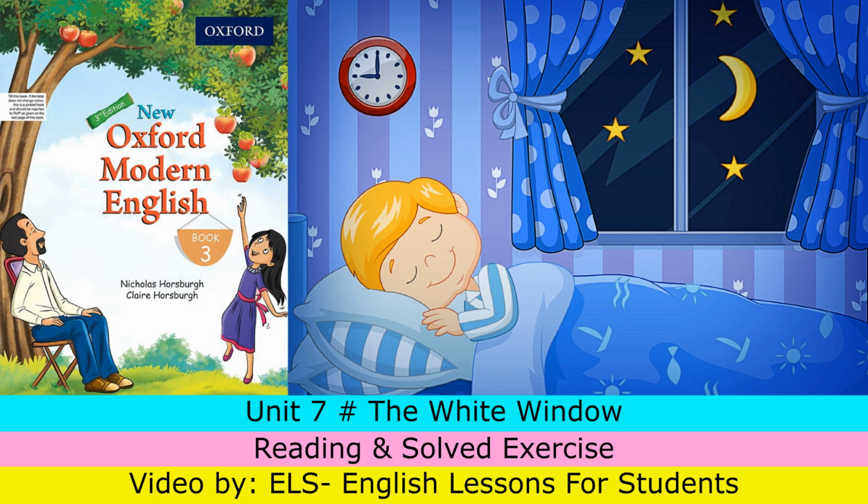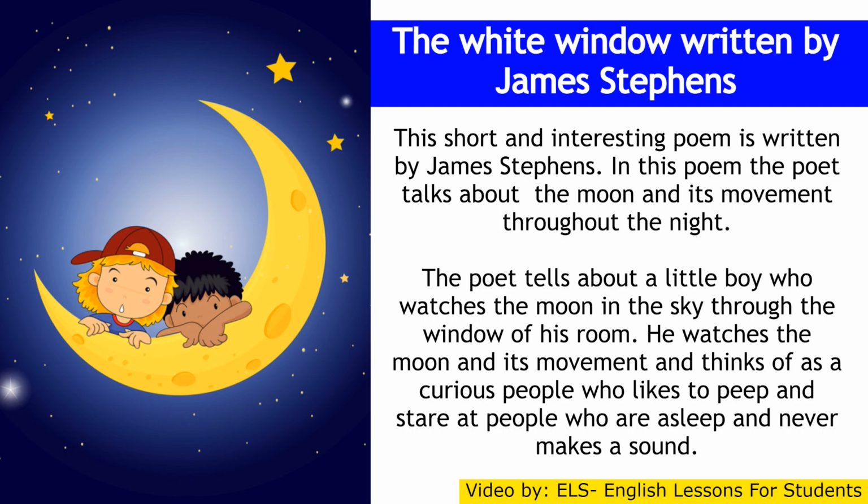Today we are going to read a poem, The White Window, from Oxford Modern English Book 3. This poem is from unit number 7. So we start our lesson. First of all, I'll tell you something about the poem. Students, this short and interesting poem is written by James Stephens.